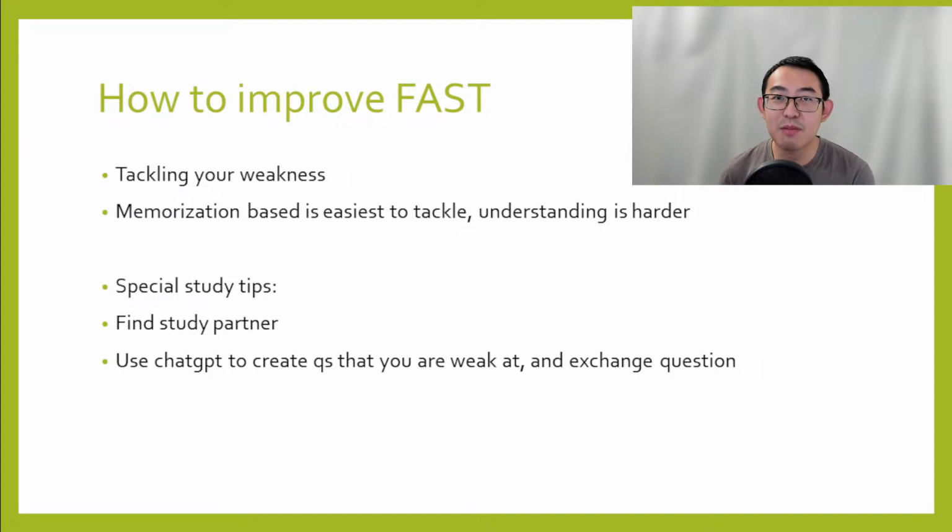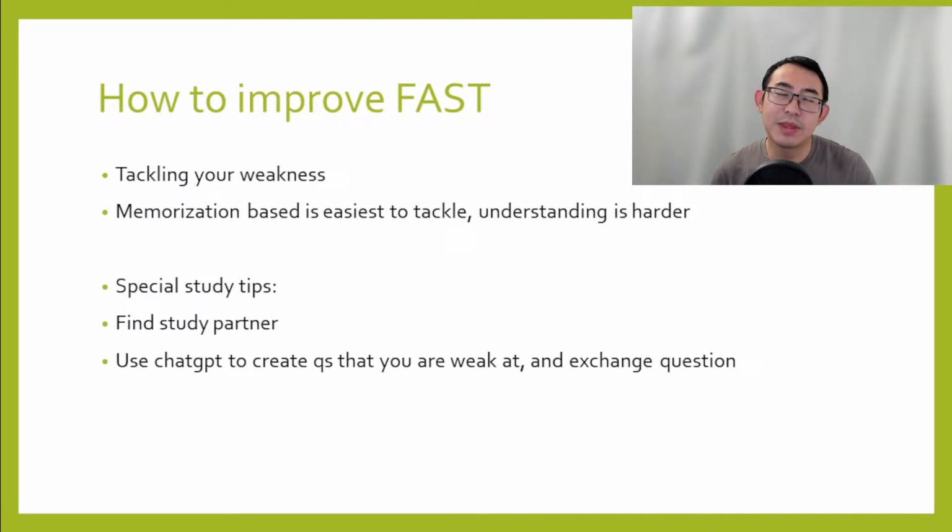But at the same time, I hope you do your friend a favor. So you also ask about the weakness of your friend, and then you create questions about that, and then you exchange those questions. That is my idea. That way you can tackle your weakness specifically. Imagine you can customize a specific question bank for you because of ChatGPT.